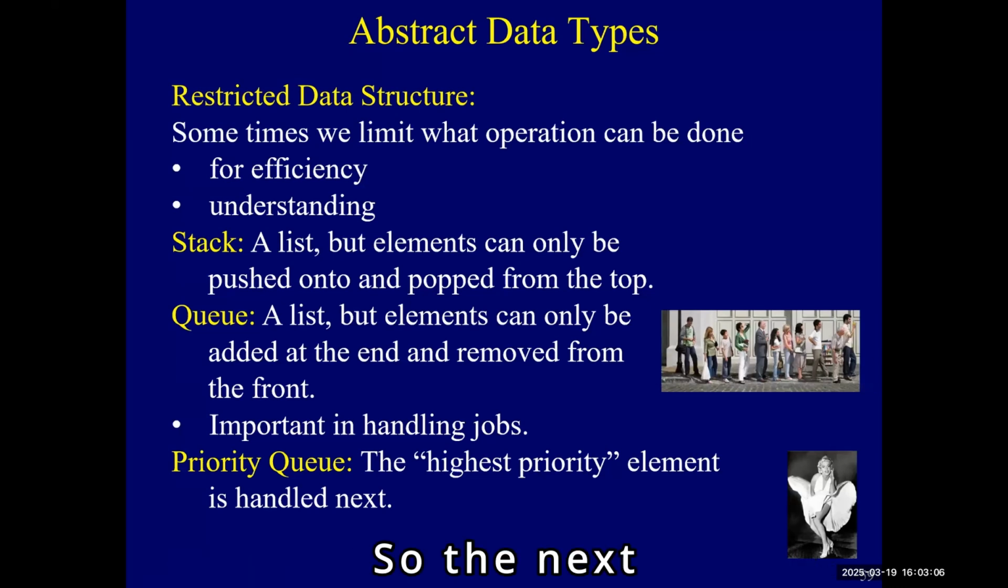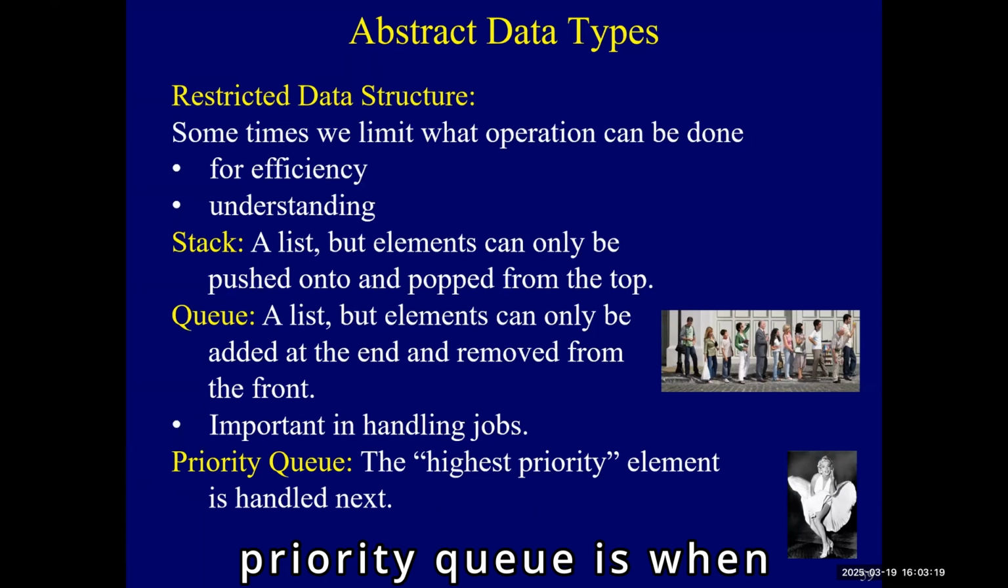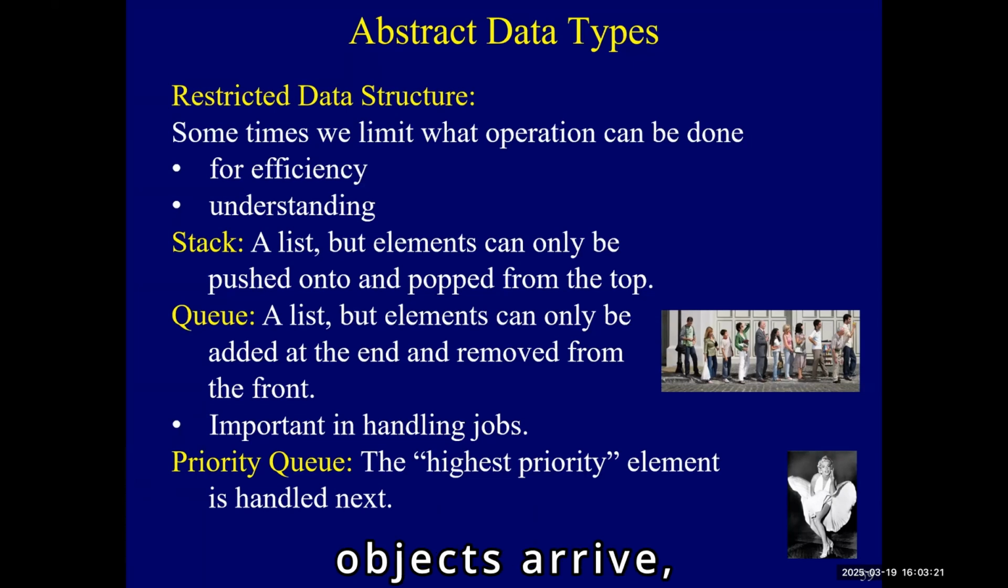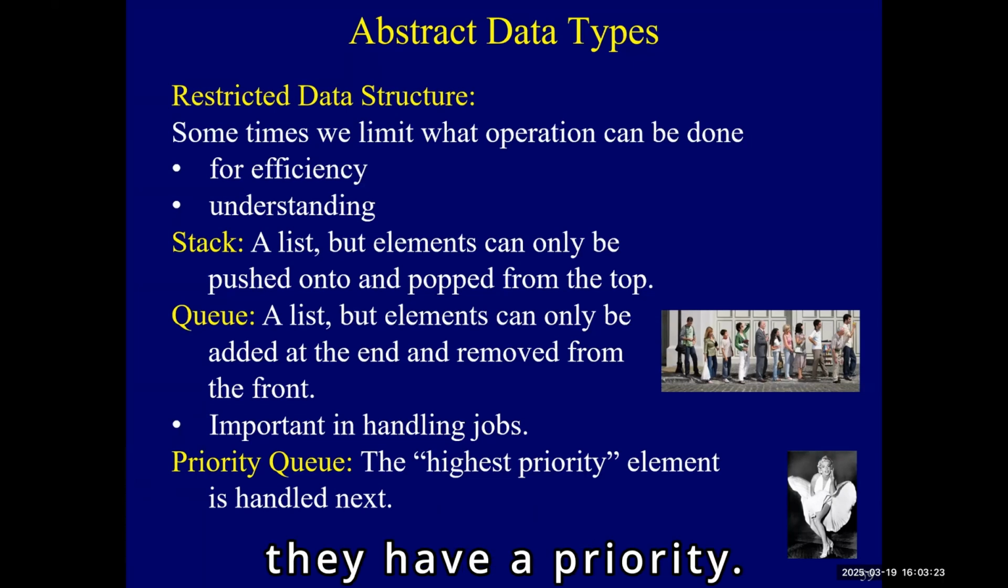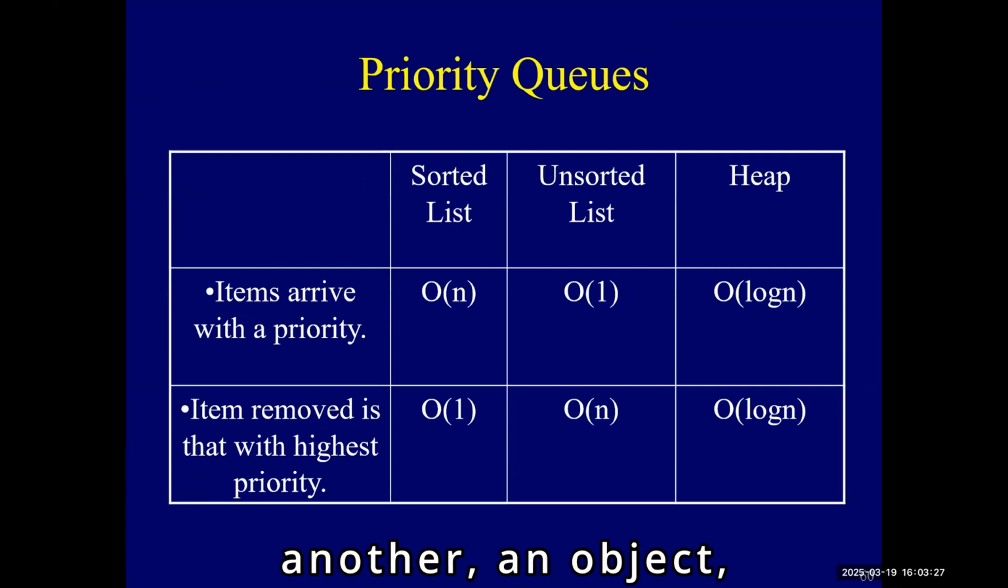So the next topic is this one right here, building a priority queue. All right. And what's a priority queue? When objects arrive, they have a priority. And when you ask for an object, it gives you the one with the highest priority, right?